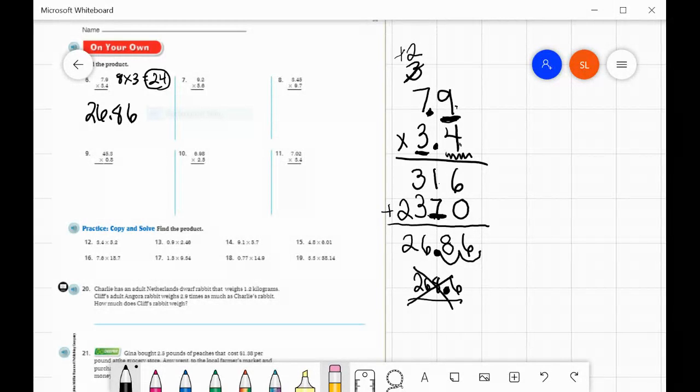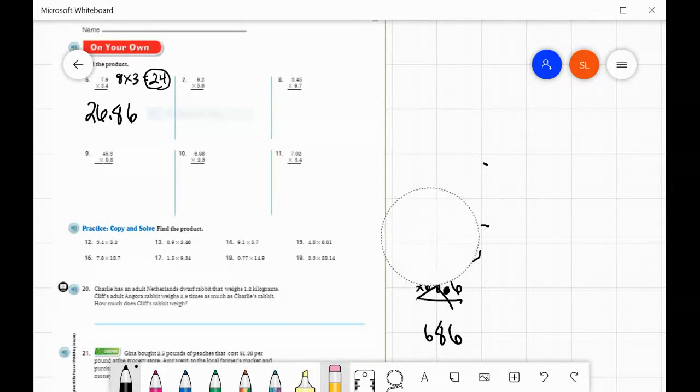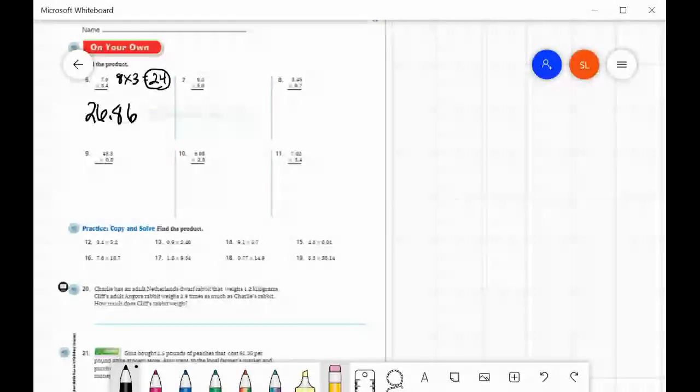All right. If we move the decimal over so that it was 2.686, that wouldn't be reasonable. We can't multiply 7 times 3 and get 2, right? Not reasonable at all. So you have to think, what is reasonable? All right. So we're going to erase that problem, and let's move on to number 7.